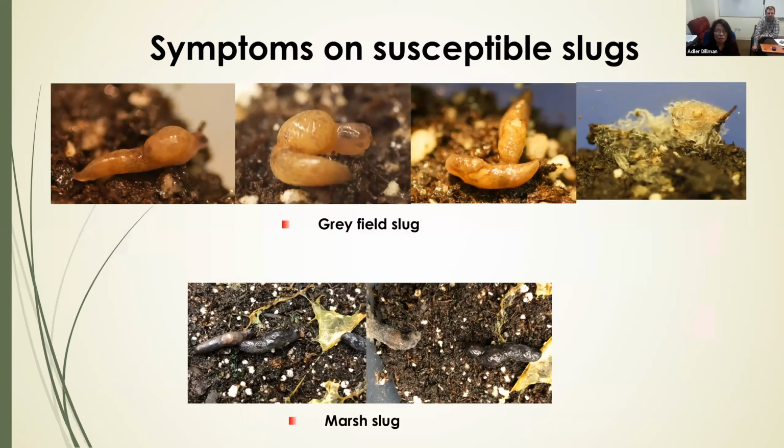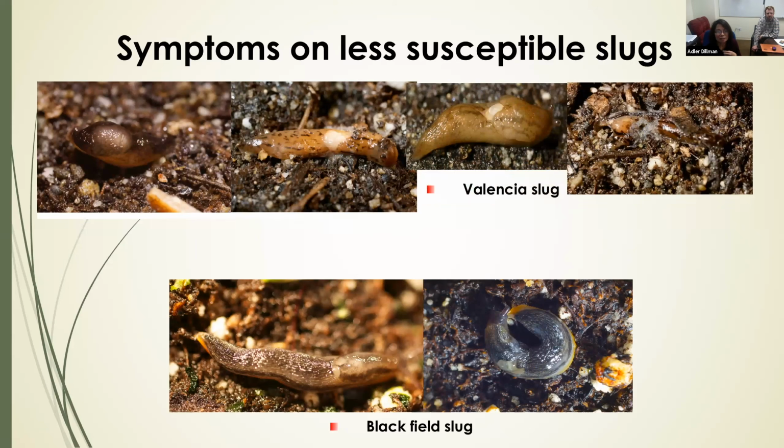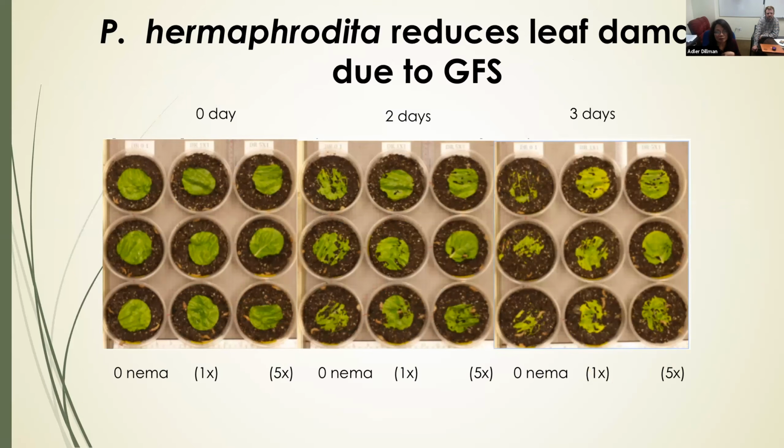Just to show you some symptoms of this infection on susceptible slugs, gray field slug and marsh slug, you can see the swollen mantle that Rory was talking about. And then at the end, in 5 days, for example, you will only see the vestigial shell that is the remnant of the slug. And on less susceptible slugs, Valencia and black field slugs, we were quite surprised because black field slug is quite a hardy slug, but still they were killed by Phasmarabditis.